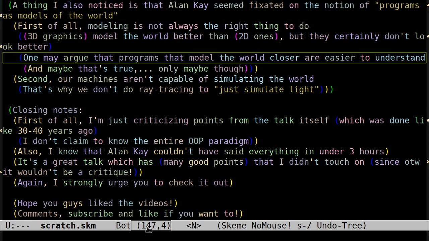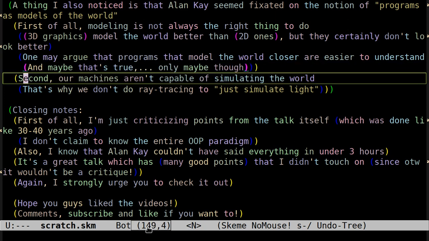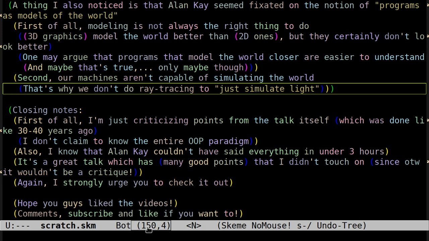One may argue that programs that model the world closer are easier to understand. And maybe that's true, but only maybe though. And second, machines aren't capable of simulating the world. That's why we don't just do ray tracing just to simulate light.